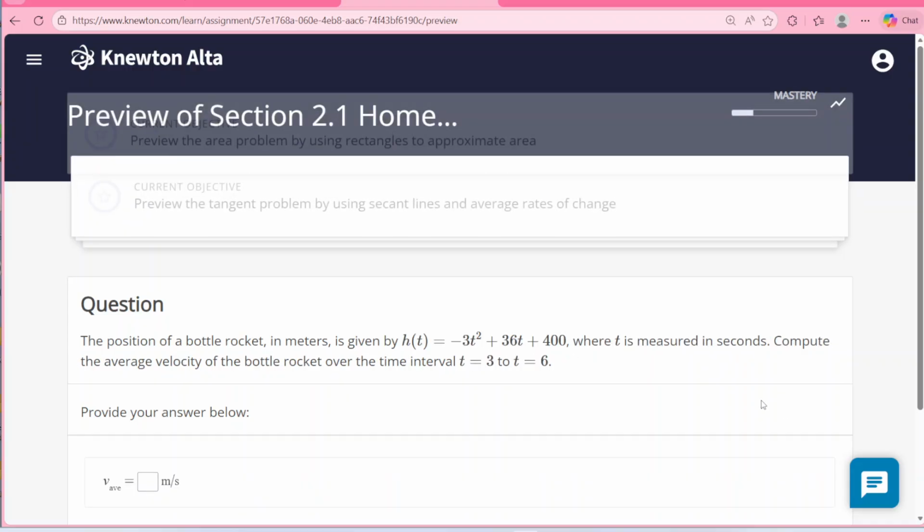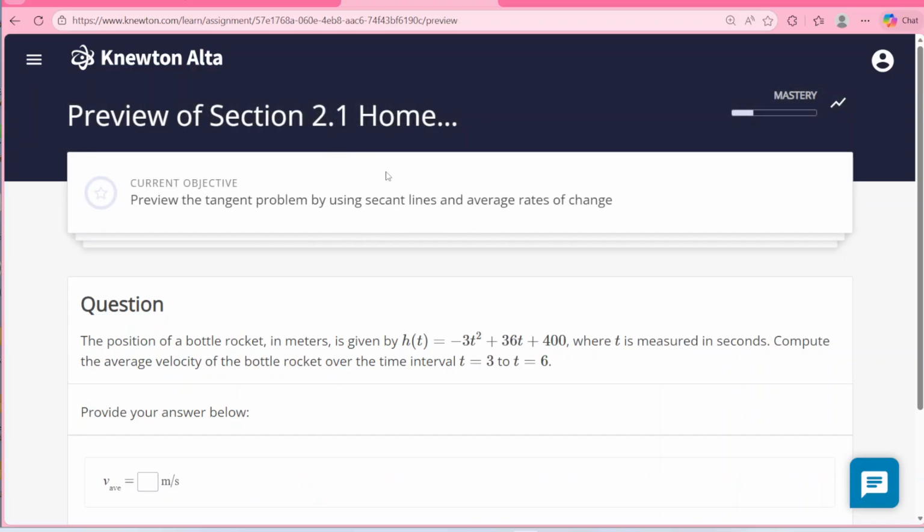Continuing on. All right, so you see how it did the switch? This is that interleaving. On occasion, it might change up, so it doesn't give me three, four questions in a row of the same objective. It'll switch to the other one. Okay, now this other one is preview the tangent problem by using secant lines and average rates of change.